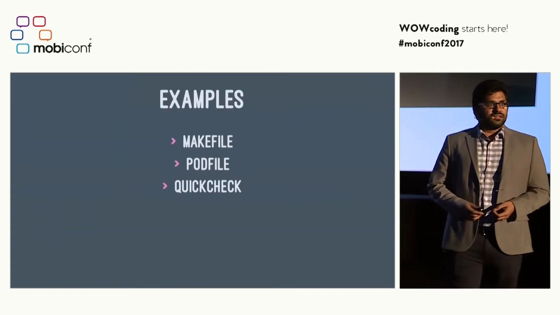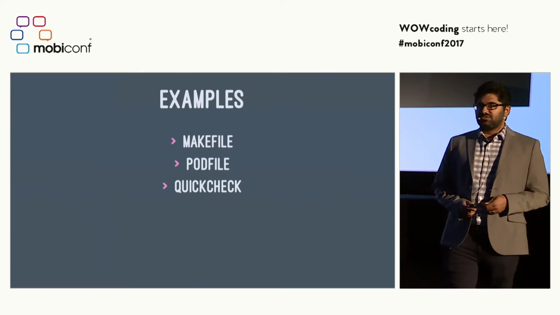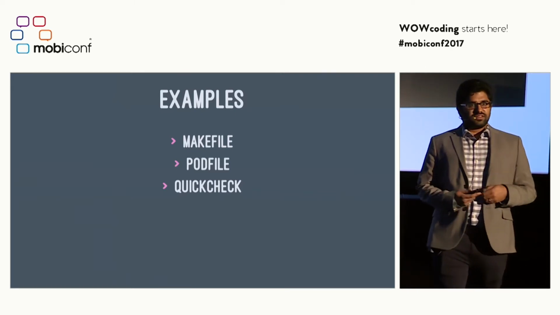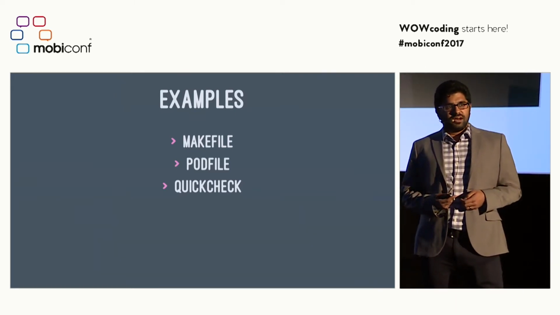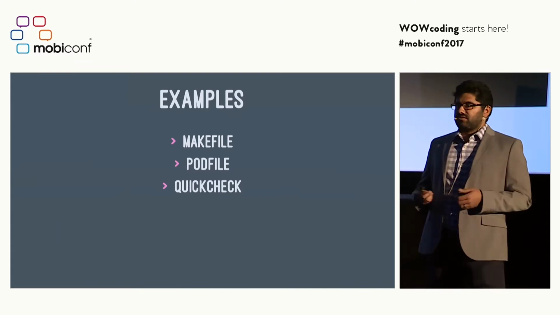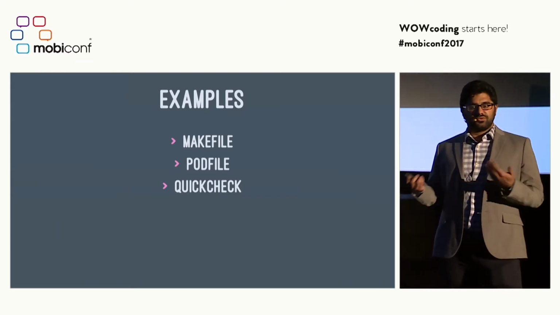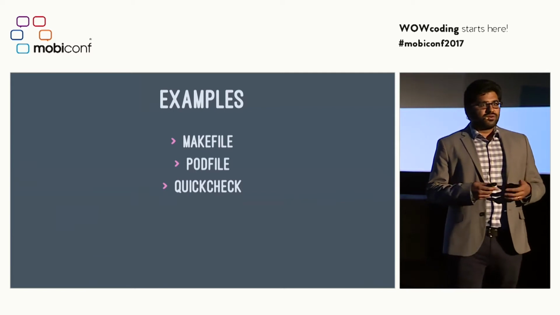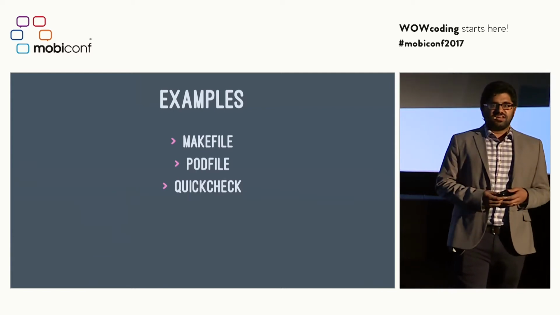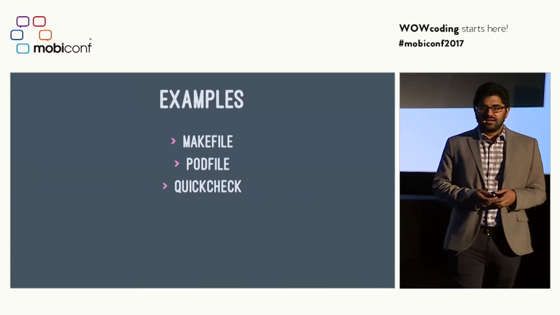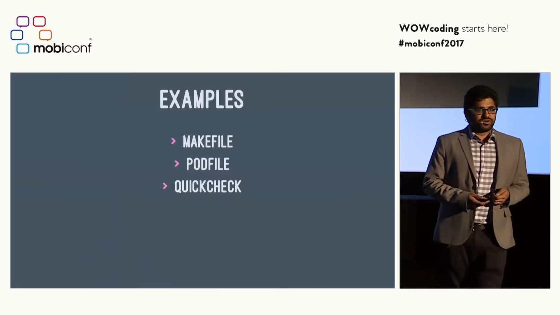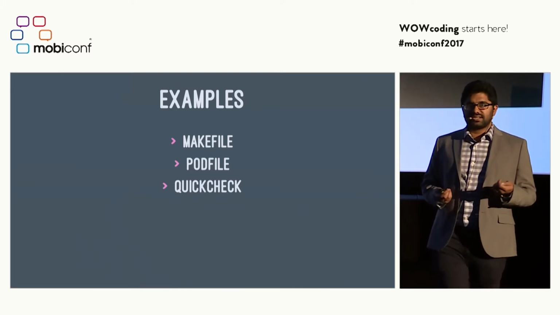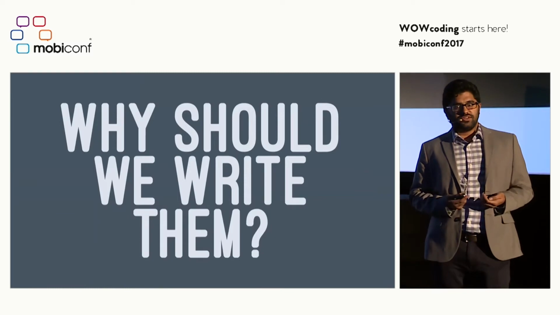So if you've ever used a makefile, you've used a DSL before. It's basically a DSL for writing shell commands. A Podfile is a DSL for expressing third-party dependencies through CocoaPods. And QuickCheck or SwiftCheck is a DSL for property-based testing. But before you start to change how you write your code, you should always ask, why? Why should we do this?